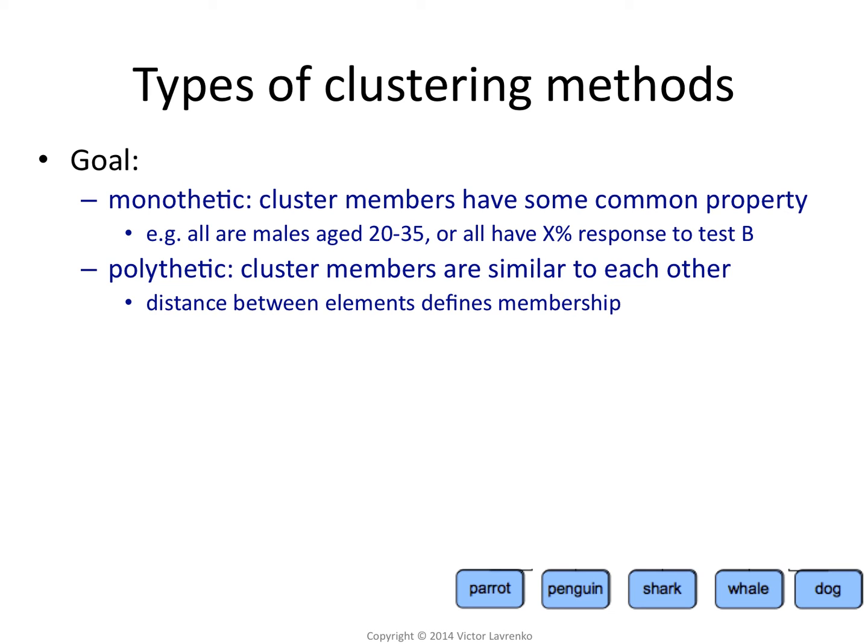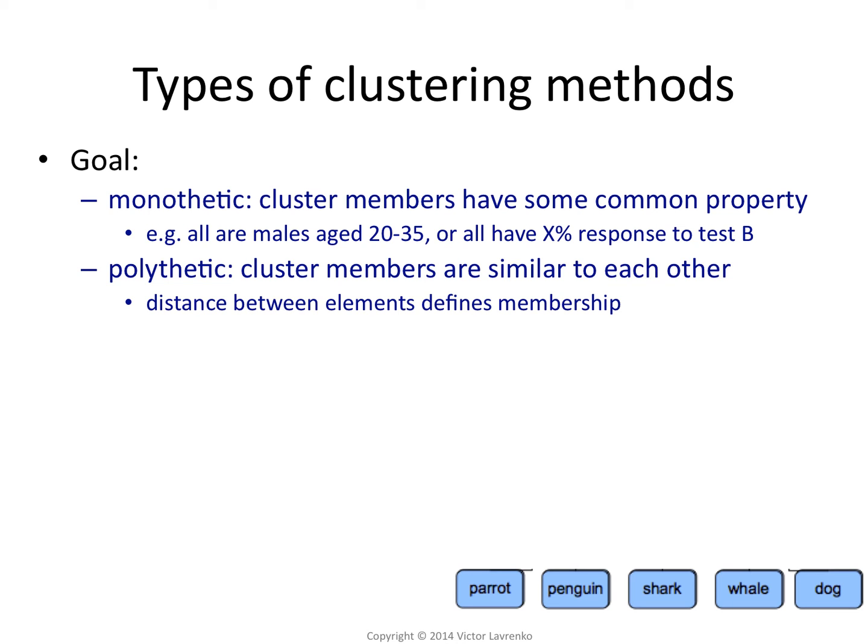The difference is, if you have a monothetic clustering, you have your population, and you've broken it down into subpopulations. In a monothetic clustering, all the individuals in a given subpopulation have some common property. In a polythetic clustering, there is no single common property, but all of the individuals in a subpopulation are similar to each other. How you define similarity, of course, is an open question.